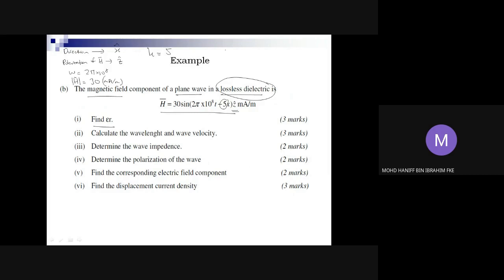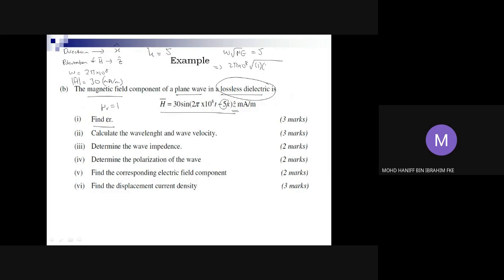And we know that k is given by the equation omega square root of mu epsilon, which is equal to 5. And from this, we can write it as 2 pi times 10 to the power 8 for the omega, and square root of mu. And in this question, we are not given any value for mu r. So we assume that mu r equals 1. Relative permeability of the medium is equal to 1. That is our assumption, because we're not given any value of mu r.